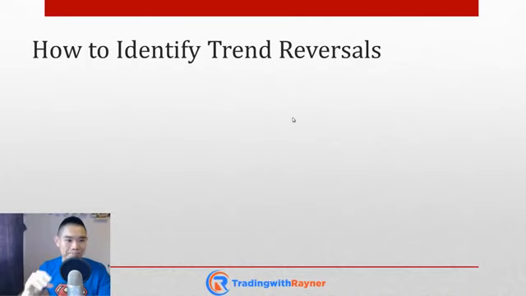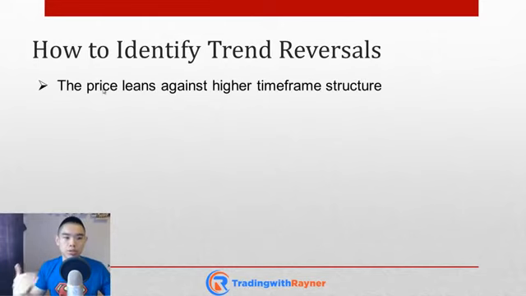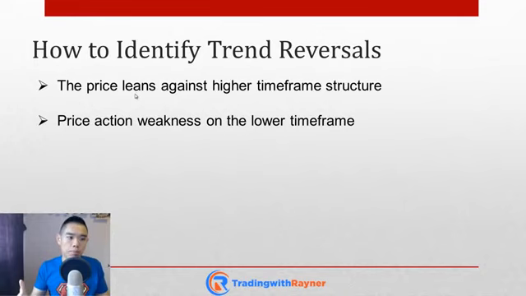So, anyway, this one over here, how to identify trend reversal. Just two things to pay attention to. Number one, you want the price to lean against a higher time frame structure. That's the first thing, very important. Whenever I trade trend reversals, whenever I attempt to predict market turning points, I want the price to lean against a higher time frame structure. Number two, I look for price action weakness on the lower time frame.